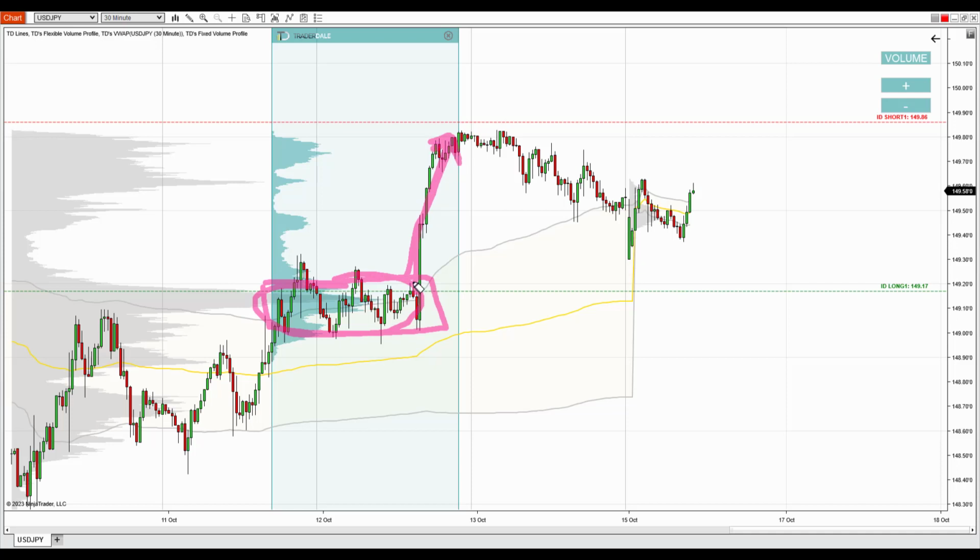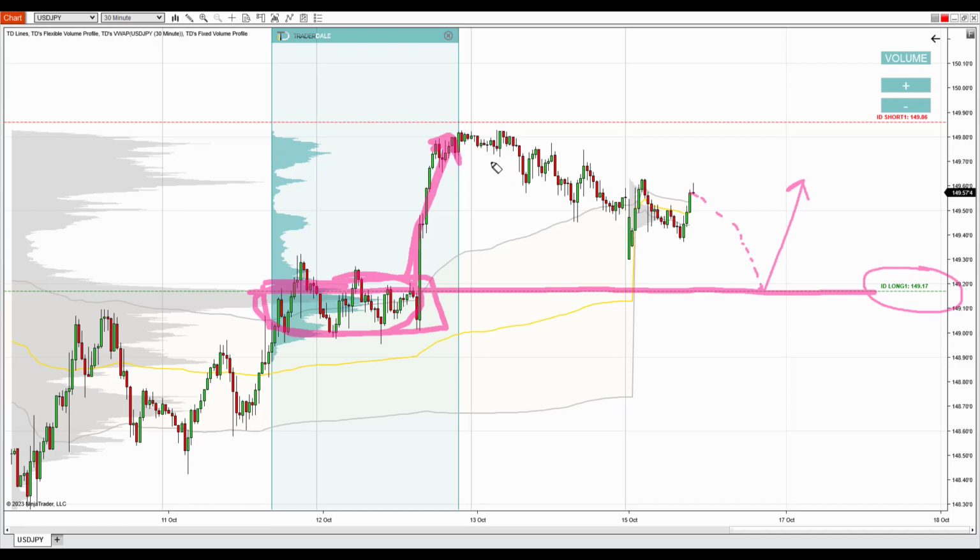Now, this zone is very important for those buyers, otherwise they wouldn't have placed all those volumes here. And the level which I have here is the beginning of that heavy volume zone, right? 149.17. So when there is that pullback, if there is this pullback, then I expect a reaction like this.